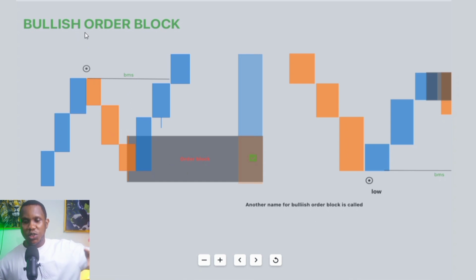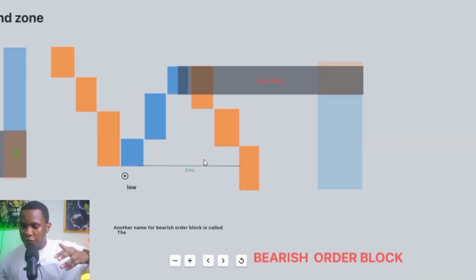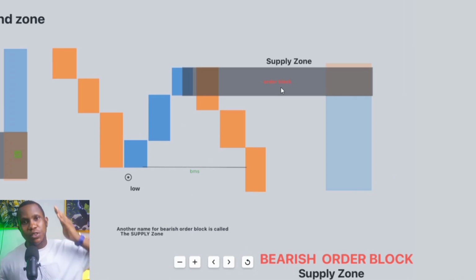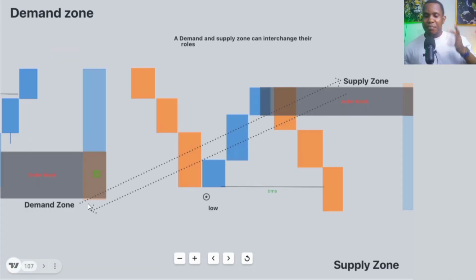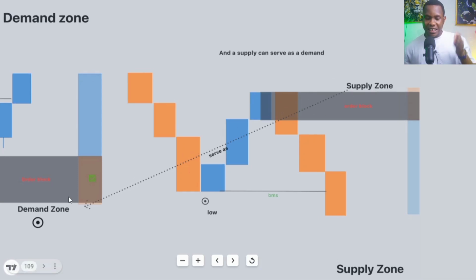Another name for a bullish order block is a demand zone, and another name for a bearish order block is a supply zone in the market. A demand and a supply zone can interchange their roles. A demand zone can act like a supply zone, and a supply zone can act like a demand zone. We'll show you in a moment.